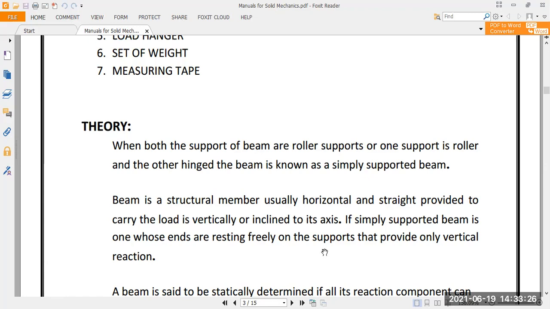It is also possible. A simply supported beam is one whose ends are resting freely on the supports, and we can provide only vertical reactions. There is one problem. Just let me mention a few words. One support should always be hinged in order to carry an external point load which is at an angle with the beam. Only then is this possible with the simply supported beam.